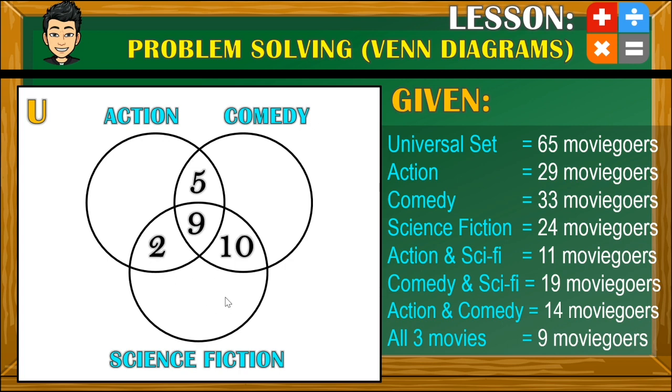To solve for this part of science fiction only, we will add first 2, 9, and 10. So 2 plus 9 plus 10, we have 21. Yung 21 na to, ima-minus natin sila sa given na 24 moviegoers. So 24 minus 21, we have 3. To solve for comedy only, we will add 5, 9, and 10. Then ima-minus natin yung total sa 33. So 5 plus 9 plus 10, the answer is 24. 33 minus 24, we have 9.